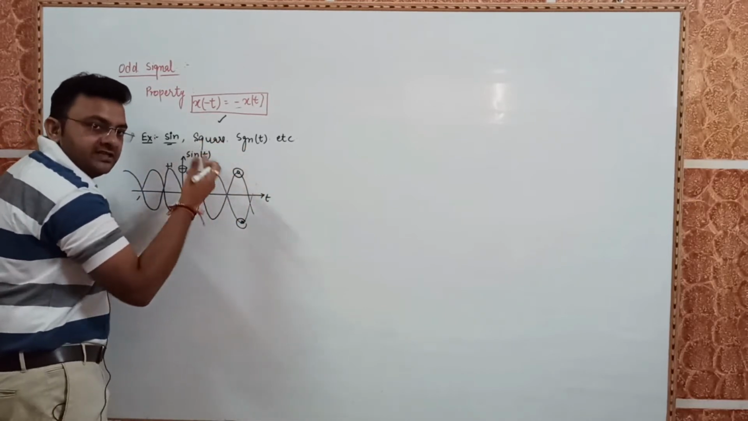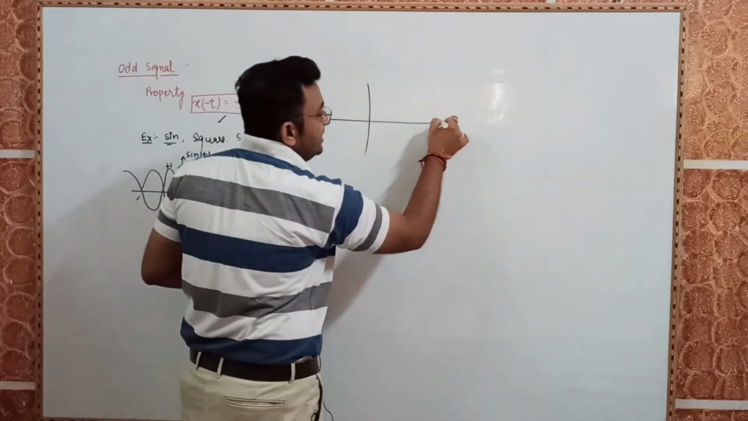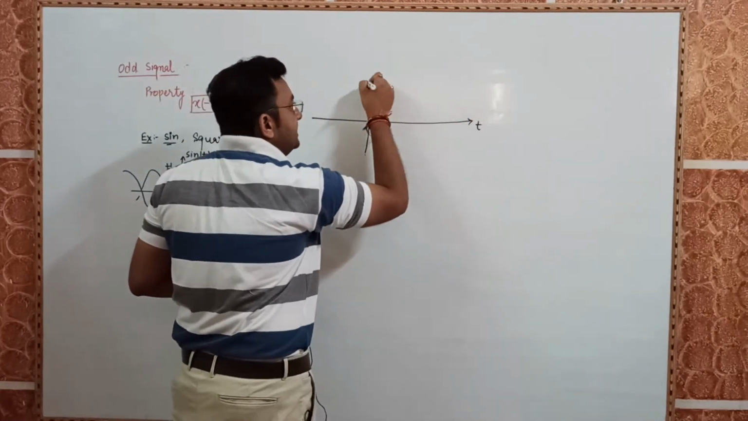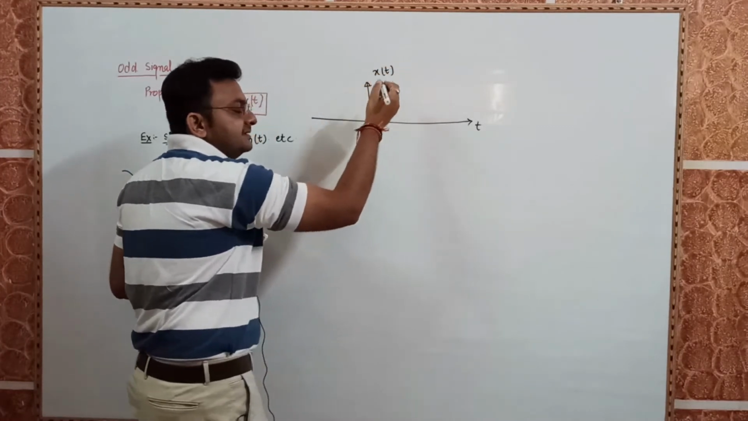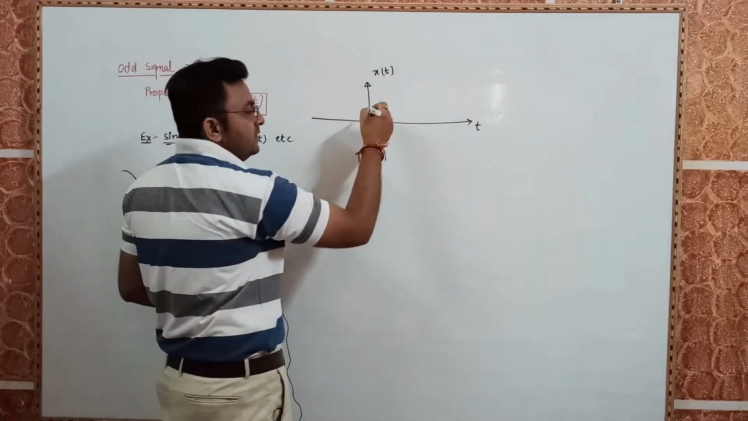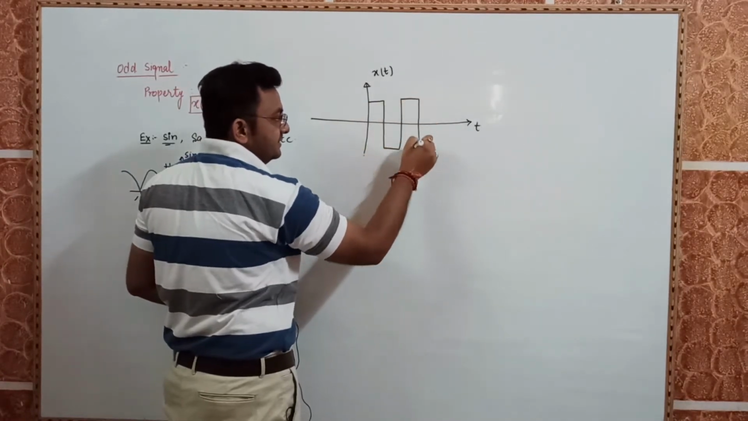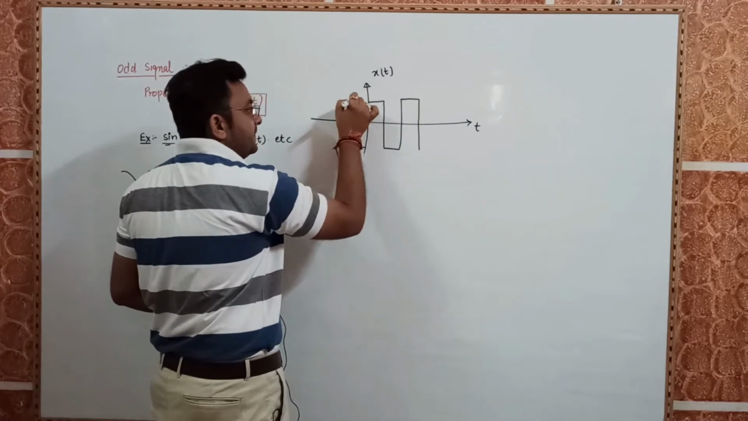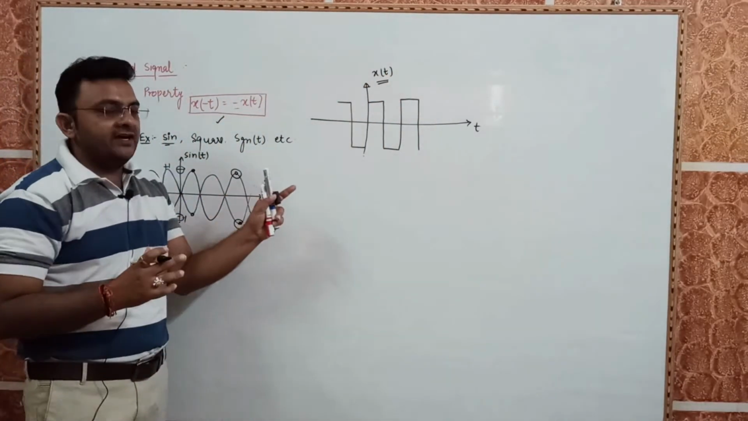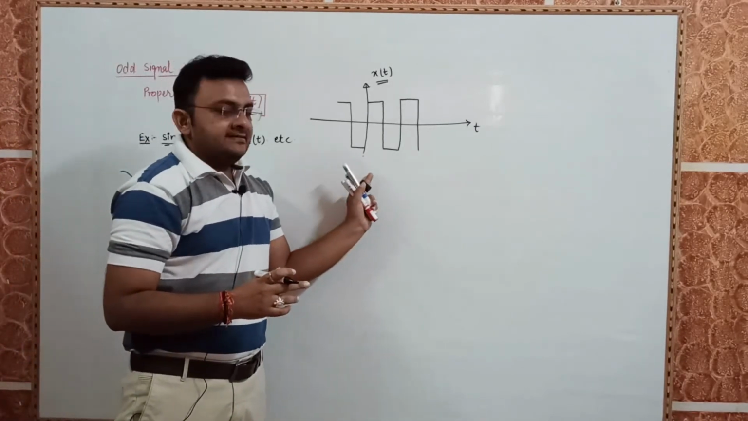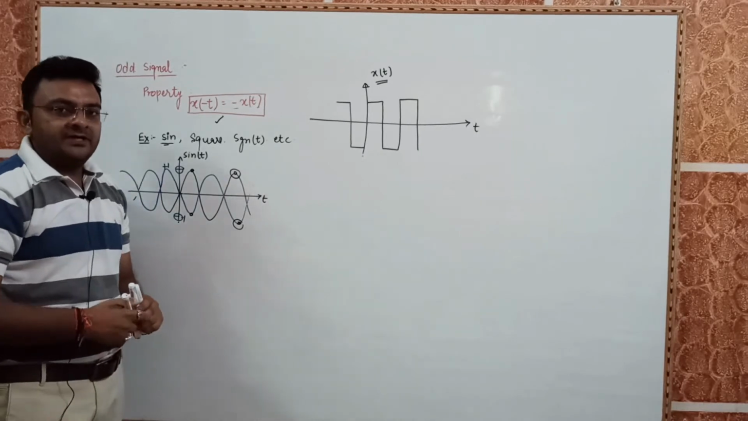Similarly, if we talk about the square wave, how will you say that the square wave comes under this category? Let us draw, as a very initial step, x of t. Suppose this is a square signal. A square signal is drawn like this. Now if you take these steps, you will definitely identify that this is an odd signal. If you have any problem, you can ask me in the comment box.